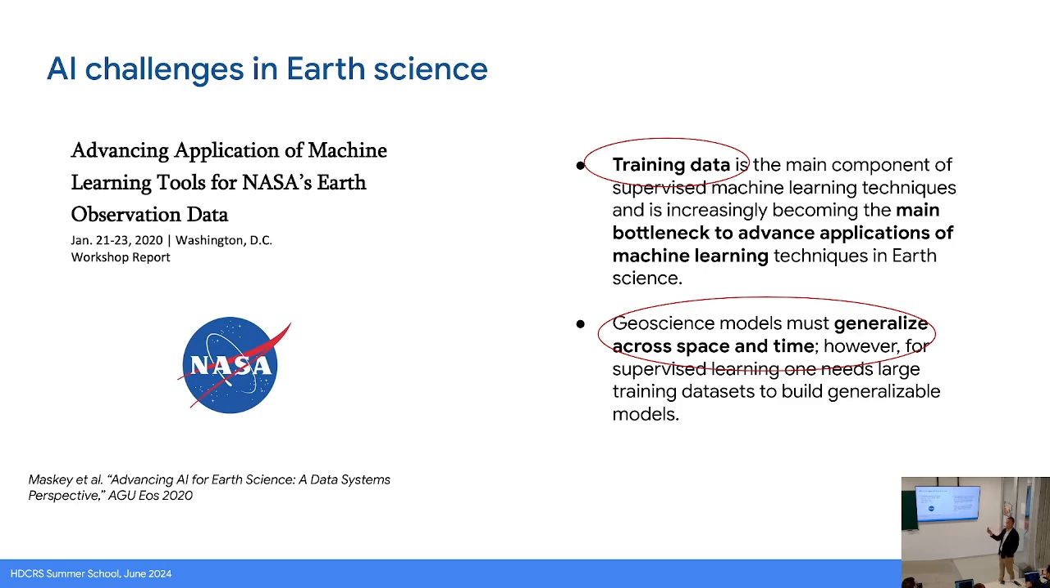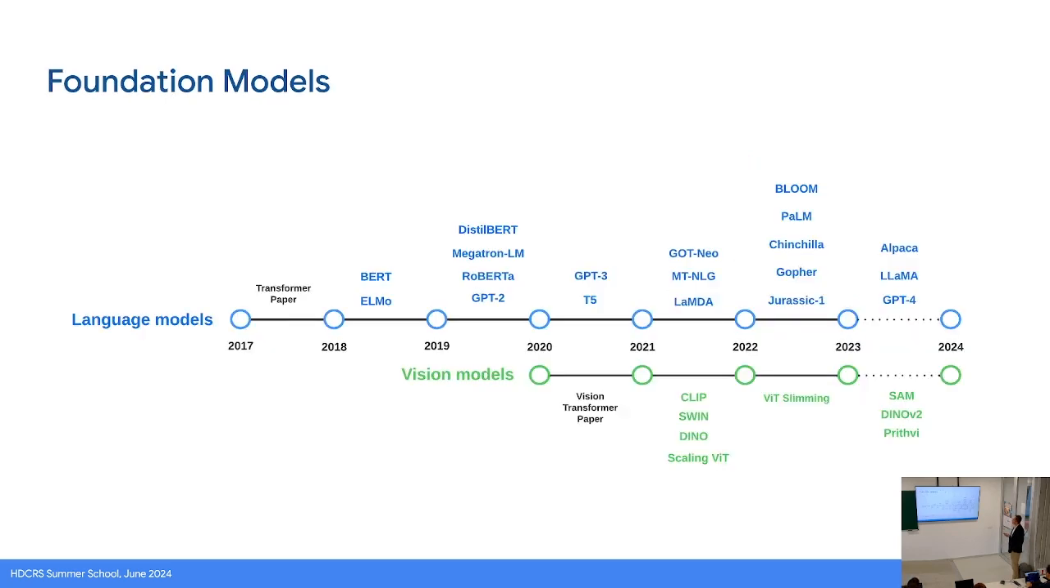You usually have an application in mind, you curate the training data, you train a model. That model usually doesn't generalize, or the data doesn't generalize over other applications. So we're thinking, how can you solve this problem, right? And that's where the foundation model comes into play, right?